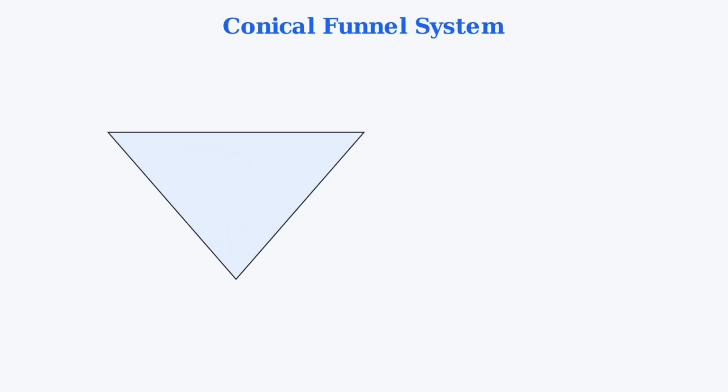Here is the problem. We have a conical funnel, like an inverted cone. Water flows in from the top with flow rate Q in and flows out through a small opening at the bottom with flow rate Q out. The height of the water level is h, measured from the bottom opening.